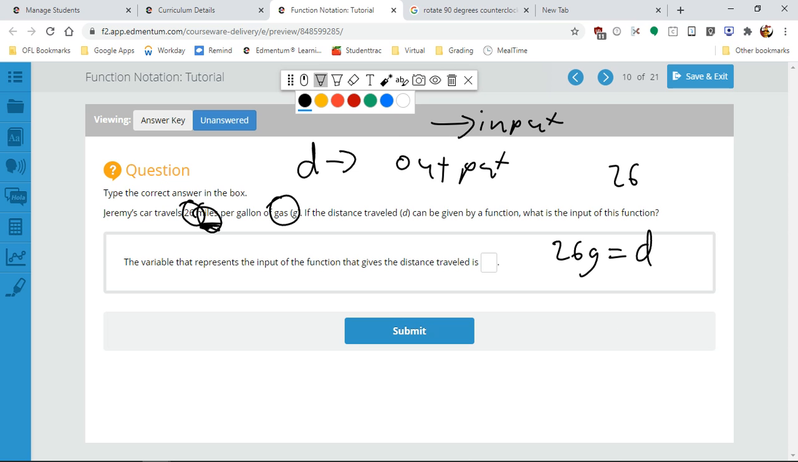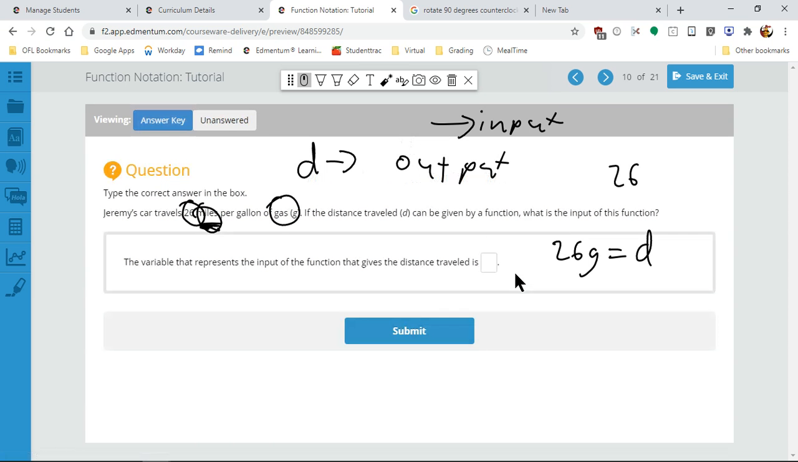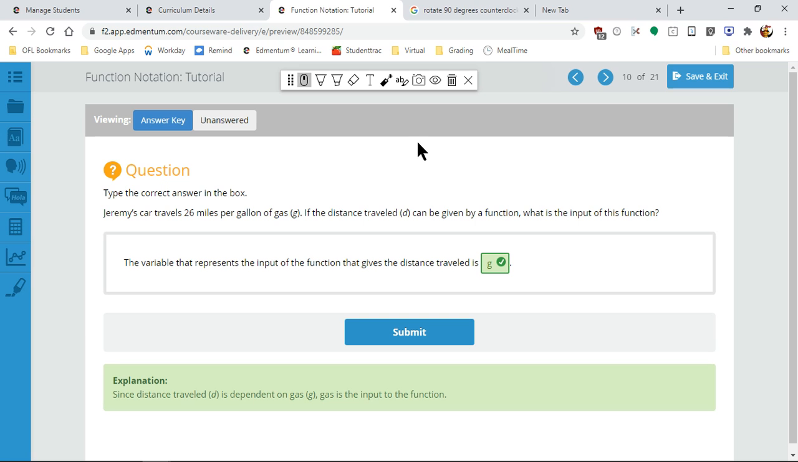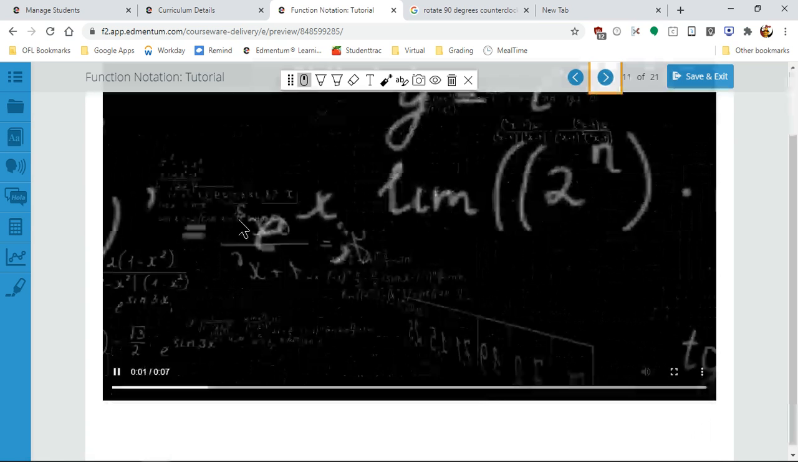So think about it. We put gas into the car. In return, that car is going to take us somewhere. So that's going to be our answer. Our input is G because we're putting gas into this machine and we're going somewhere. Our output is, well, besides carbon emission, we get to travel.